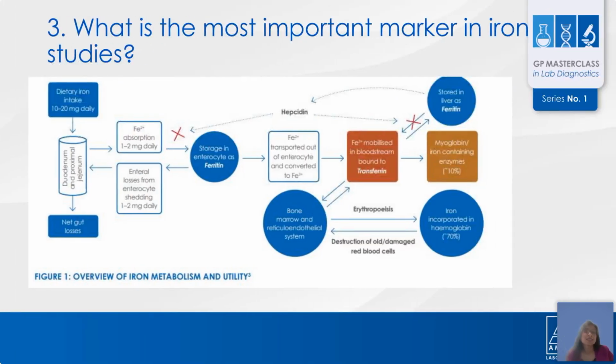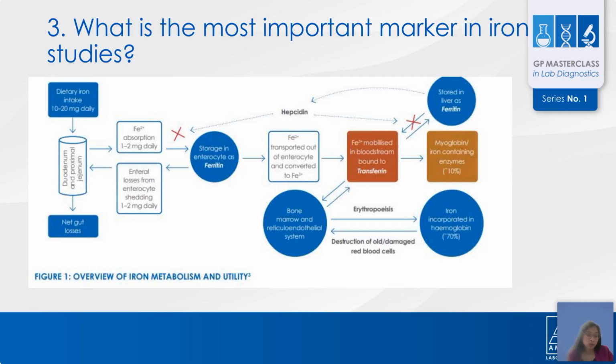So let's start with some basics. Iron is an essential element for transporting oxygen, DNA synthesis, and muscle metabolism. It exists in a reduced form, that is your ferrous form, Fe2+, as well as an oxidized ferric form, your Fe3+.